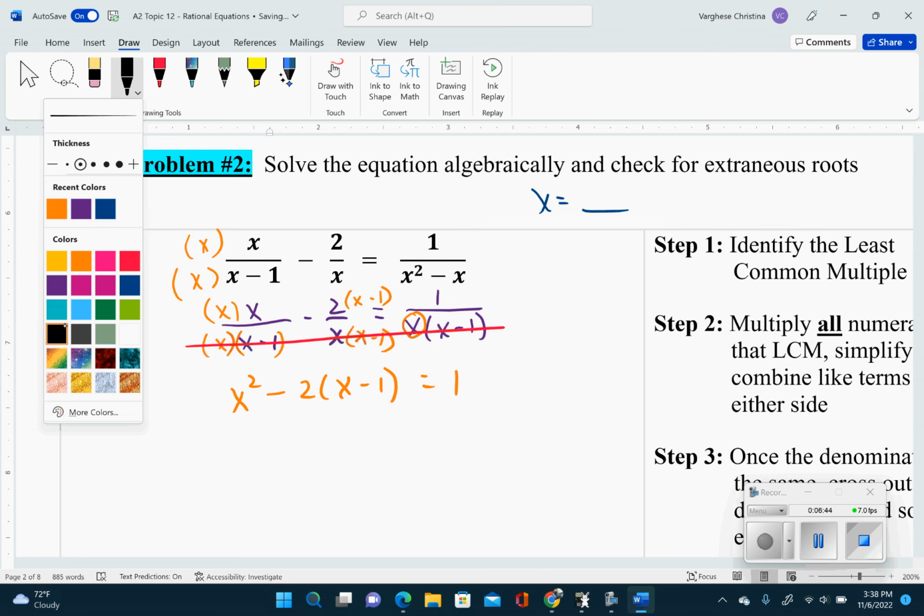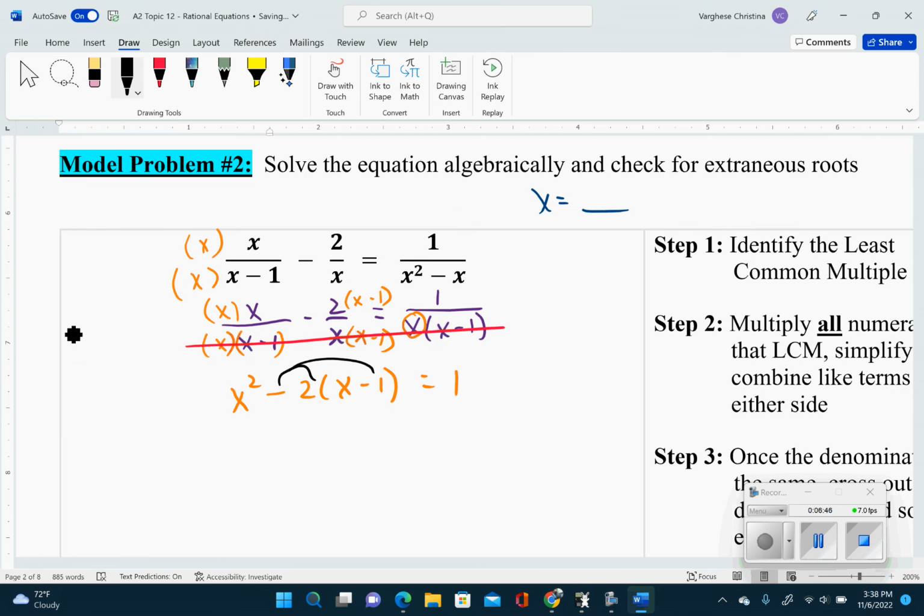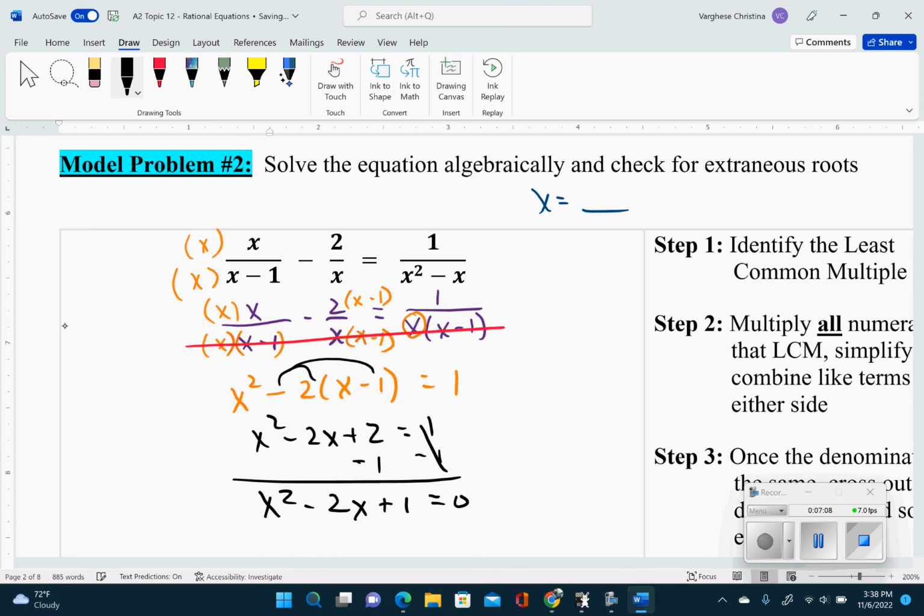So we can do the distributive property here. Negative 2 times x is negative 2x. Negative 2 times negative 1 is positive 2. And we bring down that x squared, and we bring down the 1. Now we need to move everything to one side, so minus 1 minus 1. So this cancels out, and we're left with x squared minus 2x plus 1 is equal to 0.